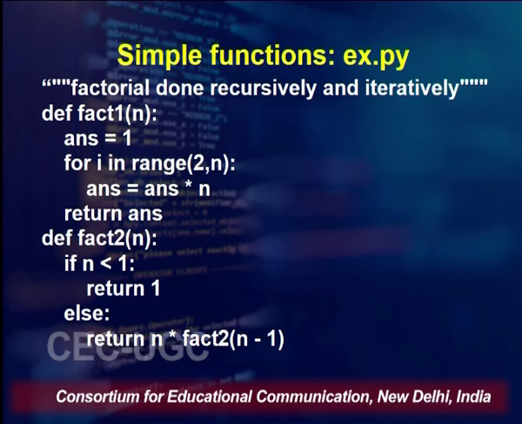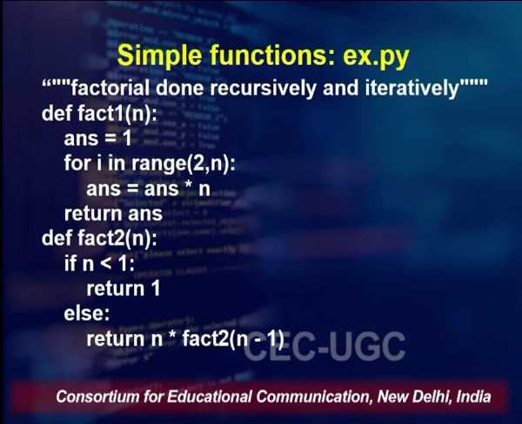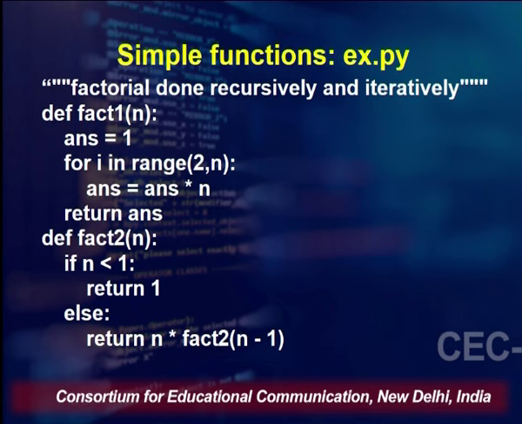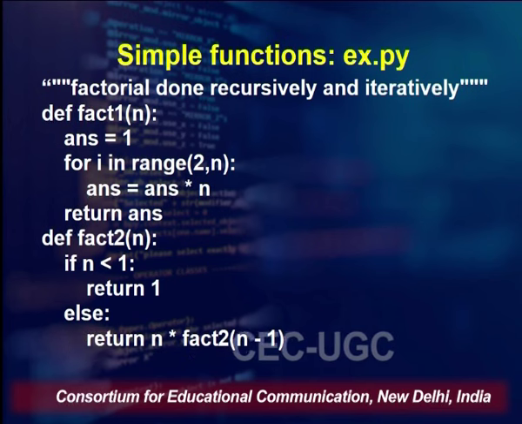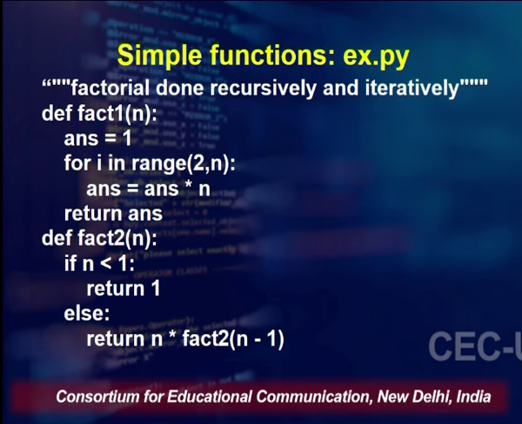Then we define another function called fact2, which calculates the factorial in the recursive format. Of course, we all know that when a function calls itself, it is a recursive function. Here the function fact2 calls itself in the last line: return n into fact2 of n minus 1. Every time the function is called, it calls itself until the condition becomes false. So these are the basic ways in which the script can be written.